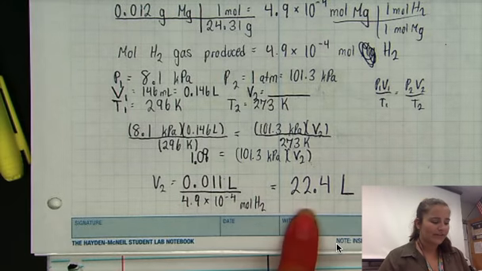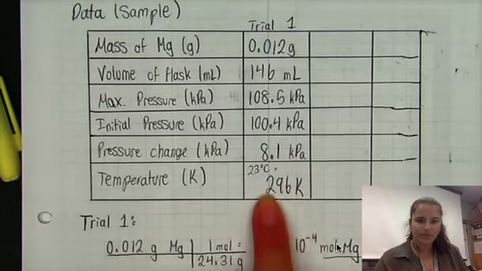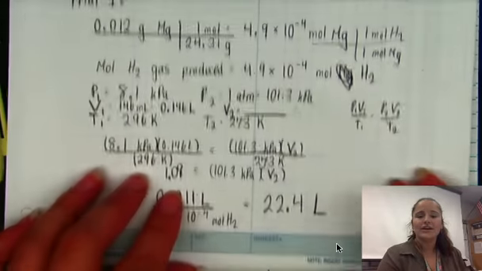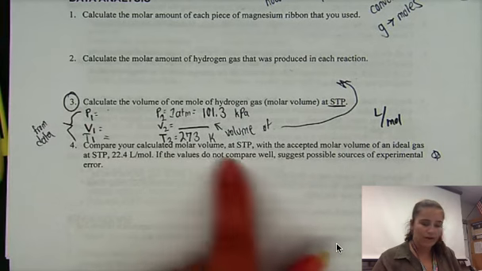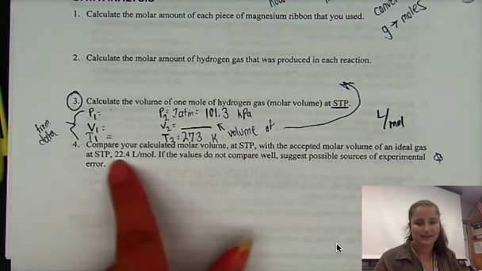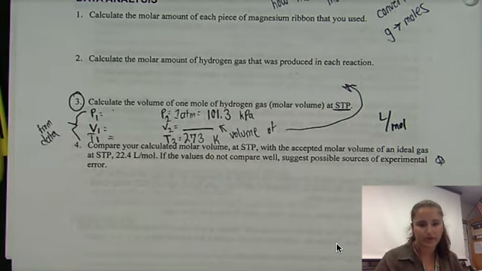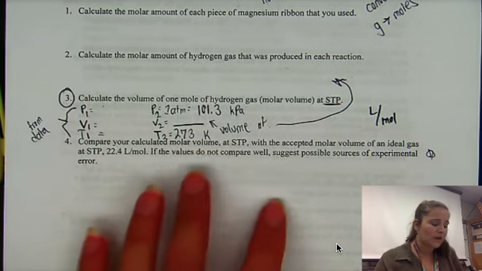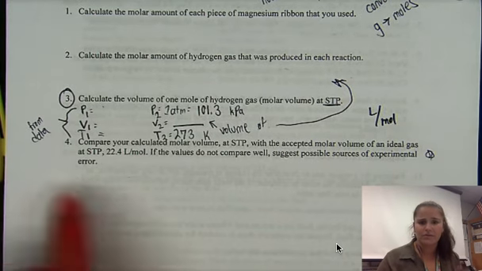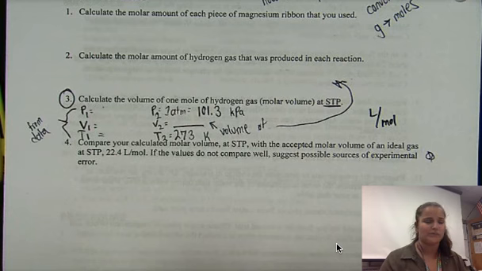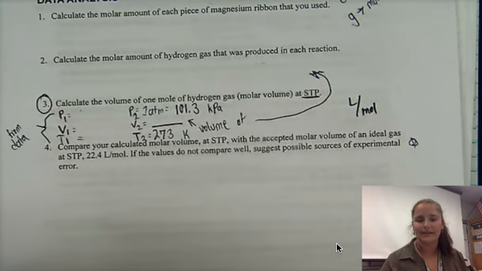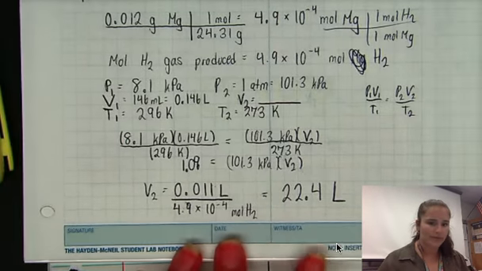But once you have this for all 3 trials, you can take the average of them and compare what you calculated to the accepted value, which is 22.4. If they don't compare very well, suggest possible sources of error. Maybe you know that you did something wrong during the experiment, some of the gas was escaping or anything like that. That will help you out.